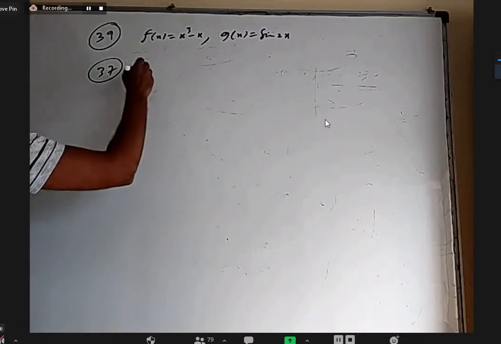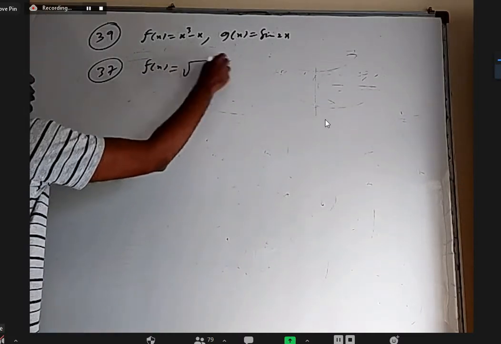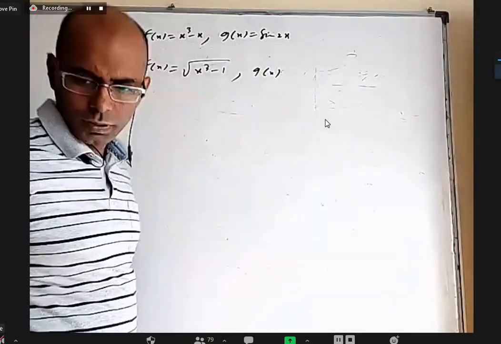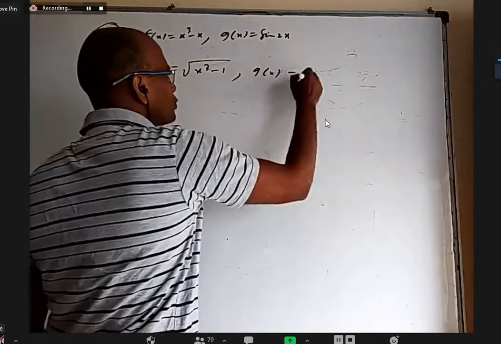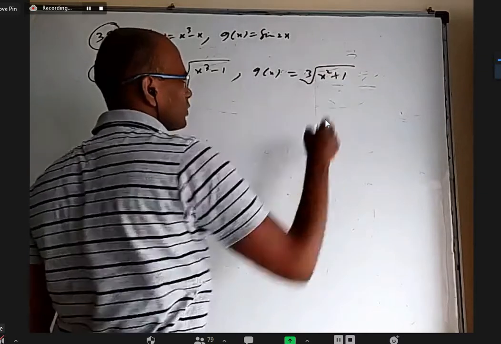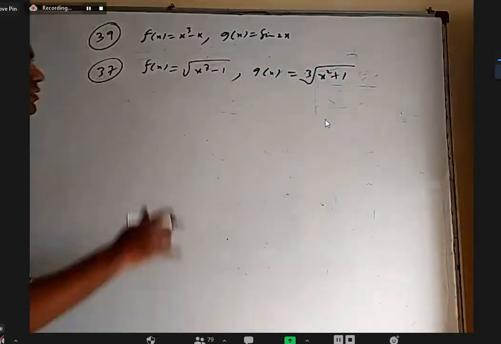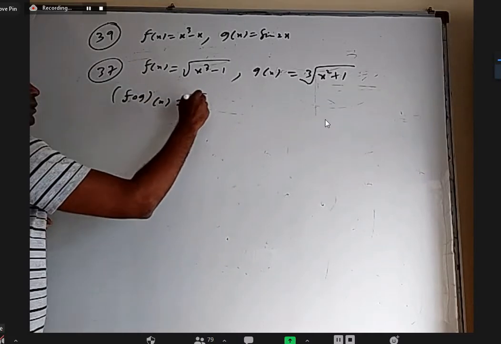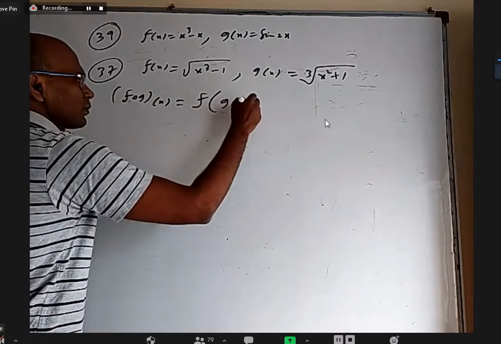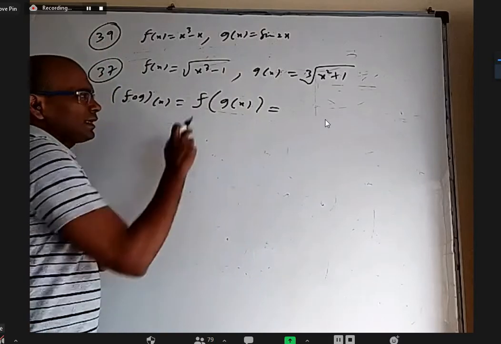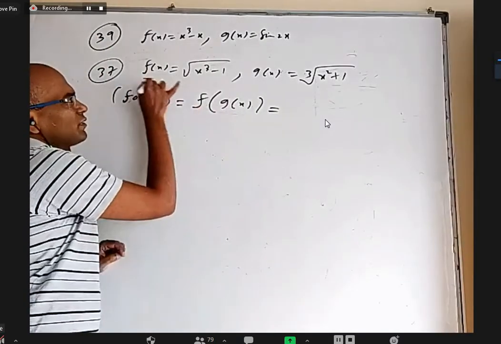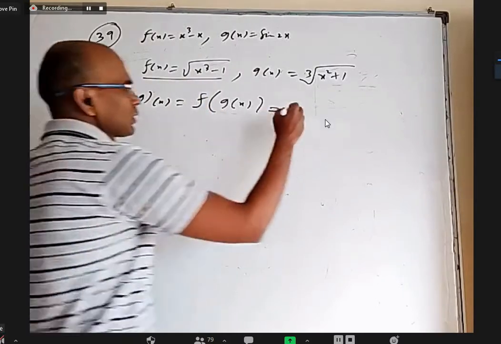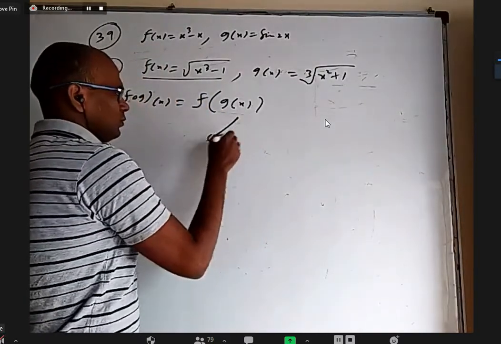37, they gave f of x is equal to root x cube minus 1, and g of x is equal to cube root of x square plus 1. They wanted f circle g of x. That means f of g of x. What does f of g of x mean? In the f definition, wherever x is there, I should substitute g of x.